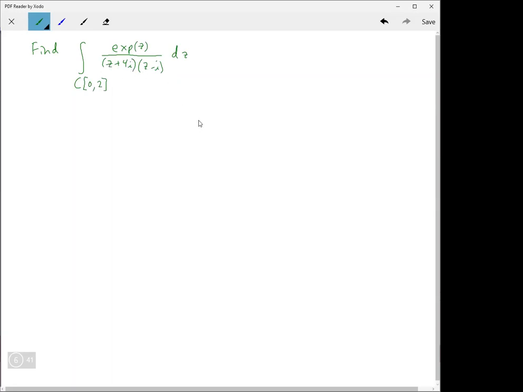So what do you think? What should be the first thing that you do when you have something like this? Do you guys remember? Partial fraction decomposition? Yeah, okay, that's a good thought, but in this case, you don't have to do that.